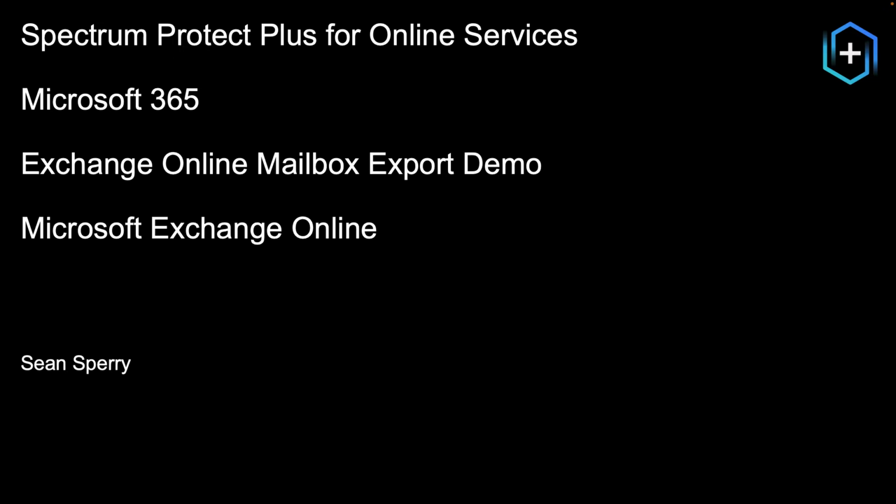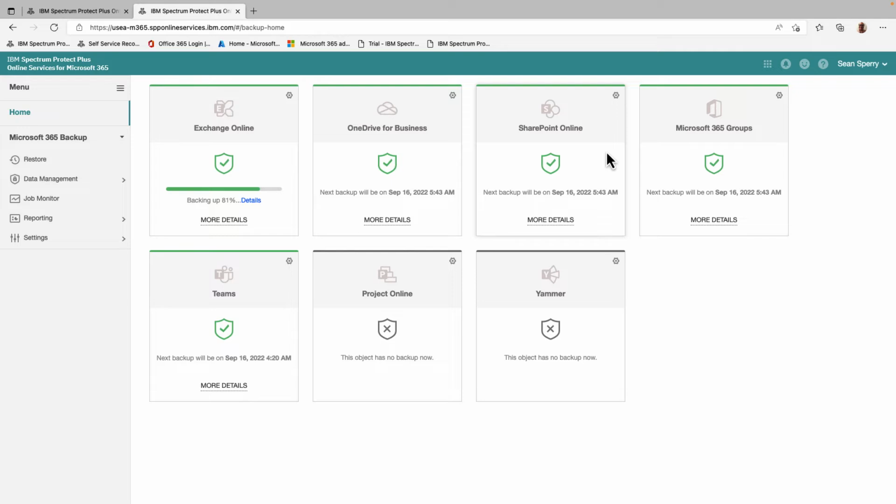For Microsoft 365, I'm going to show you how to export an Exchange Online mailbox. So with that being said, let's get to the demo. So here we are in Spectrum Protect Plus online services, and we are going to export a mailbox.